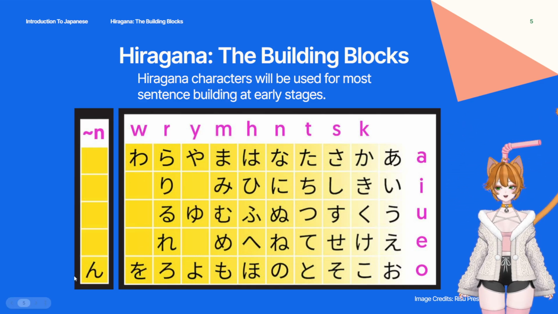And finally, over here, all by itself is n. Pronounced like our normal N sound, n. This does not have a vowel following it. It is its own syllable.